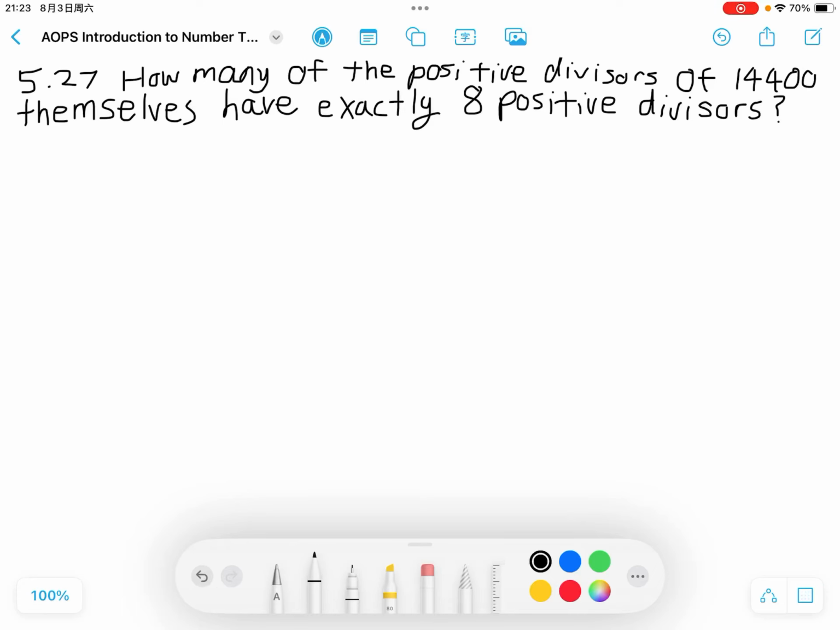So this is problem 5.27 in AOPS Introduction to Number Theory. How many of the positive divisors of 14,400 themselves have exactly 8 positive divisors?